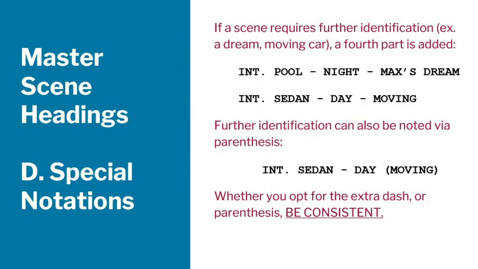If a scene requires further identification, such as noting that it is in a car or is a dream sequence, a fourth part is added. Further identification can be noted via a dash or parentheses. Whether you choose the dash or the parentheses, remember to be consistent.